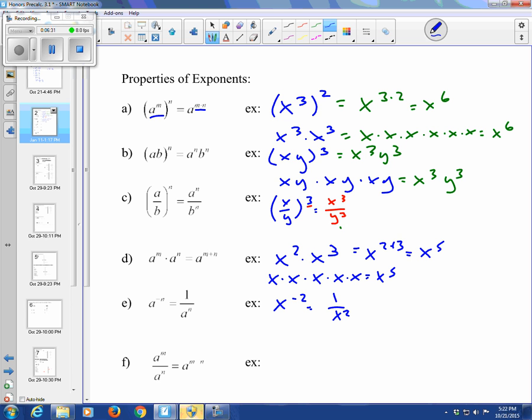Similarly, we want to take note that if we have x to the negative 2 in the denominator, 1 over x to the negative 2, then that's going to be undividing 2 x's or multiplying by 2 x's. So we're seeing that property happen for both a negative exponent in the numerator and a negative exponent in the denominator.